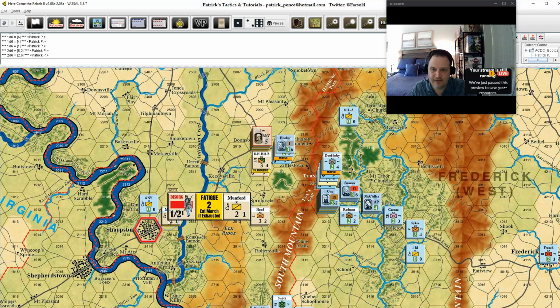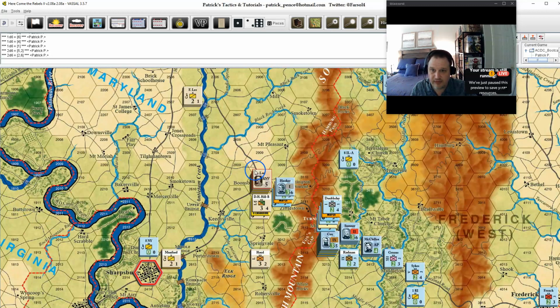Cavalry is great for screening, as we saw with Fitz Lee up here, kind of slowing down Hooker on his approach. That is their primary function. In some scenarios, they have the capability to burn. We didn't talk about it, but their job is to go out there and damage railroad stations. In the advanced game, you want to cut rail lines as they want to do. So that is Jeb Stuart's job.